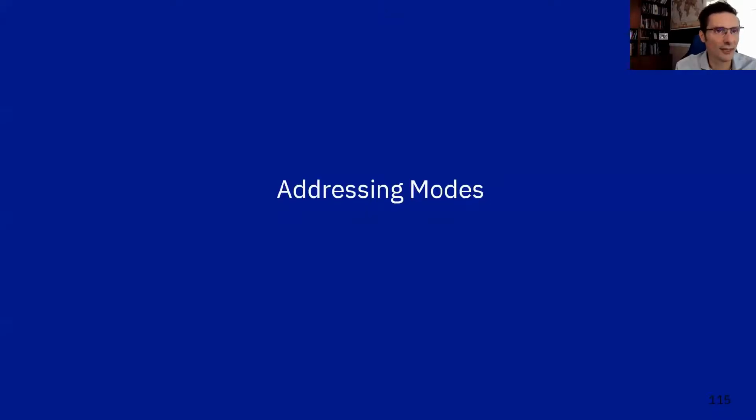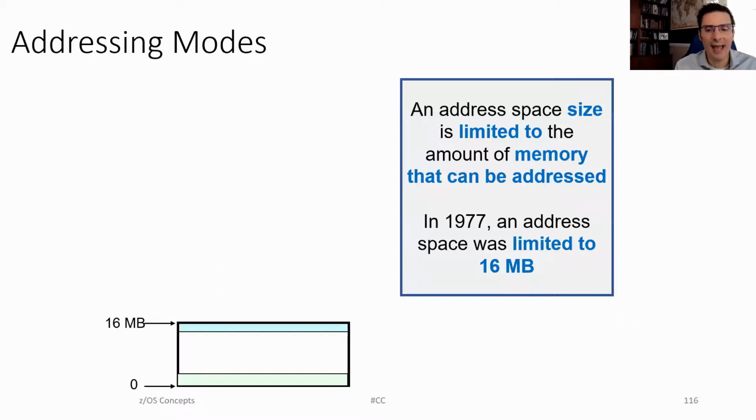Let's talk now about addressing modes. Back in 1977, programs and data were really small, and so each address space was only 16 megabytes. That 16 megabytes was actually not 16 megabytes, because there was some common storage which was used by the system that all programs could utilize. And then I had to put all my programs within that space, and I had to put all the data that I'm accessing from my programs within that space. Not a lot of room, okay?